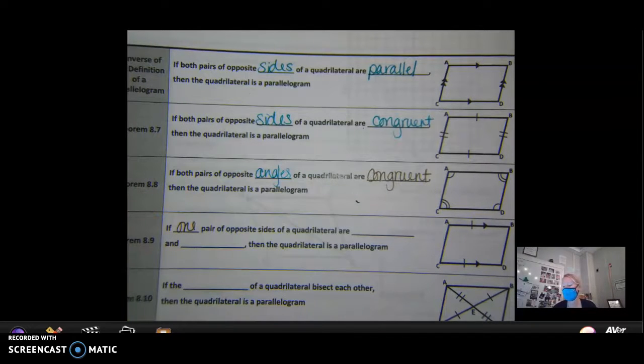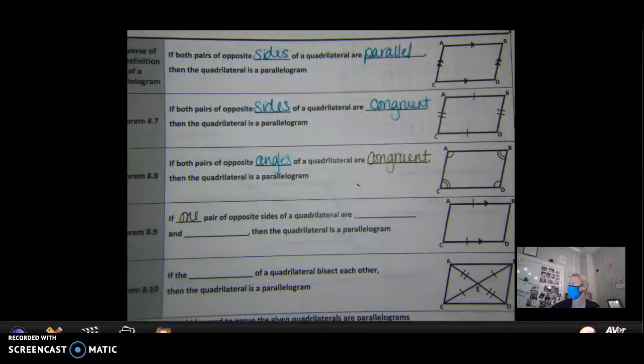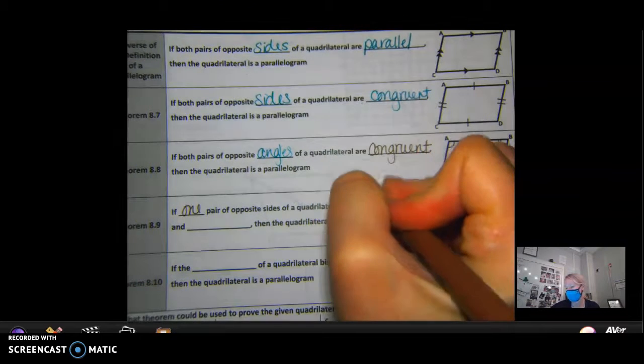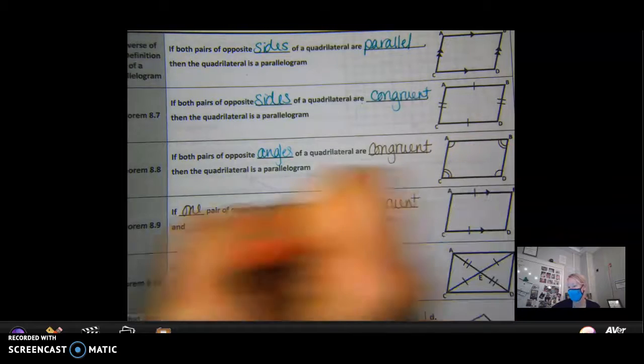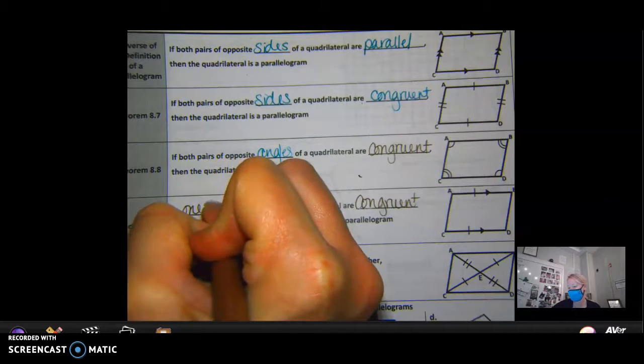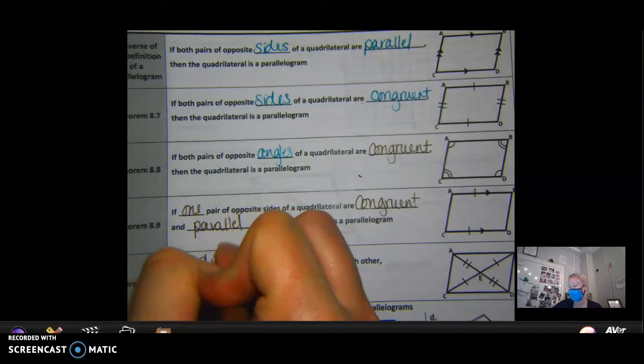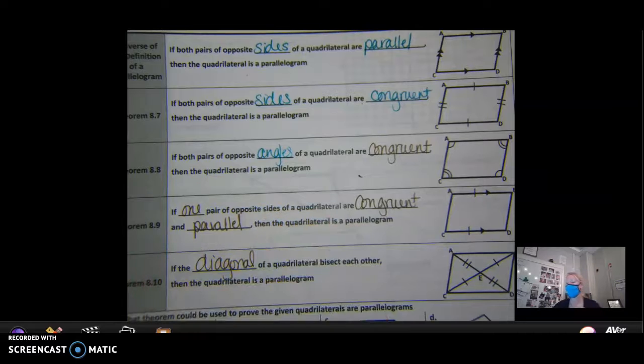Okay. Theorem 8.9, if one pair of opposite sides of a quadrilateral are, look at the picture, are what? Yep. Congruent and parallel. Then the quadrilateral is a parallelogram. And then the last theorem. If the diagonals of the quadrilateral bisect each other, then the quadrilateral is a parallelogram. And we talked about this on 8.2.